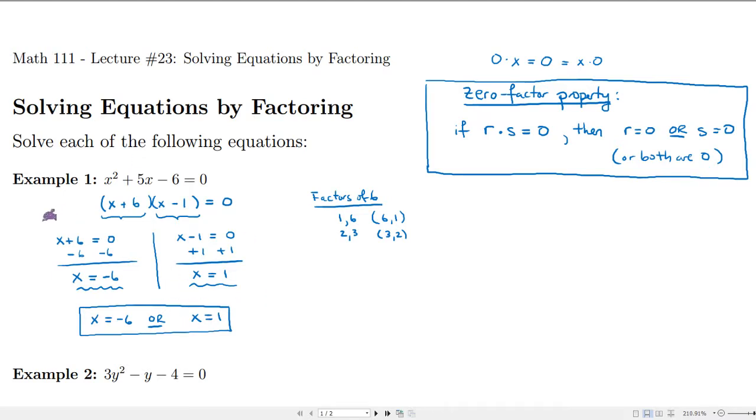So the procedure is factor, make sure that you have something equal to 0 and it's factored so that you can use this zero factor property. If you had anything other than 0, it's not going to work. Okay, so make sure we have that.